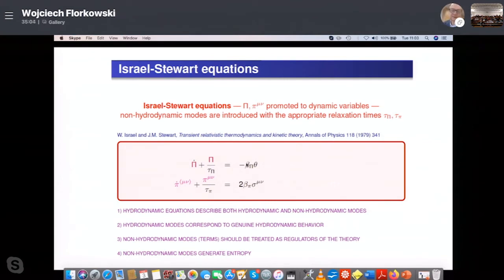So we have to remember that dissipative terms were upgraded to new dynamic variables, and they fulfill new equations, so the mathematical structure is changed. You can keep the system causal and stable. And one example.